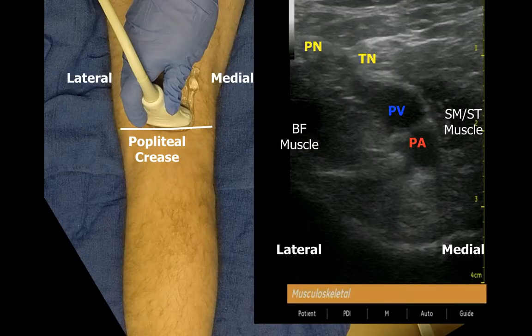In this image of the left leg, there is surface video of the ultrasound transducer on the left and the corresponding ultrasound image on the right. The exam begins at the popliteal crease where the popliteal artery and popliteal vein are readily visible. The popliteal vein can be distinguished from the artery by its superficial position lateral to the artery and with the ease with which it is compressed by the transducer.